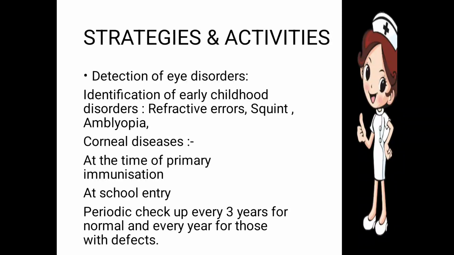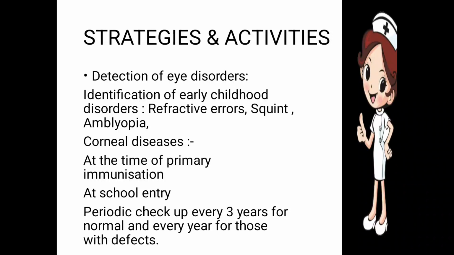Next one, corneal diseases. So how will we detect the corneal diseases? At the time of primary immunization. Next one is at school entry. When the child starts going to school, then once the vision should be checked. Okay, periodic checkup every 3 years for the normal and every year for those who have a defect. Periodic checkup should be done every 3 years.